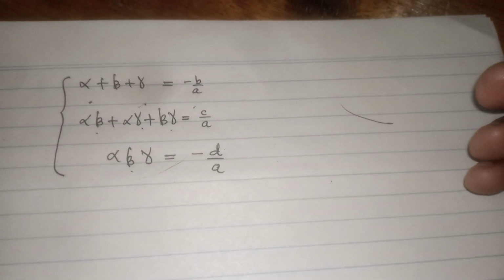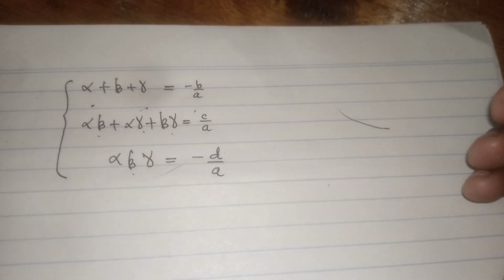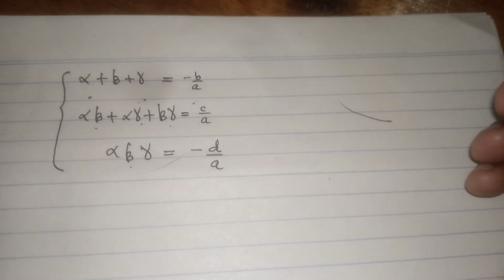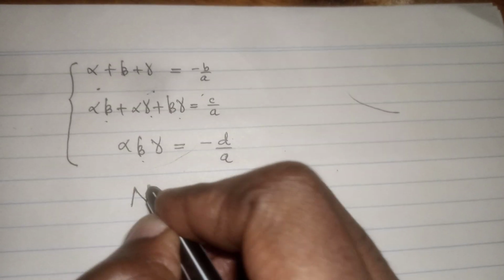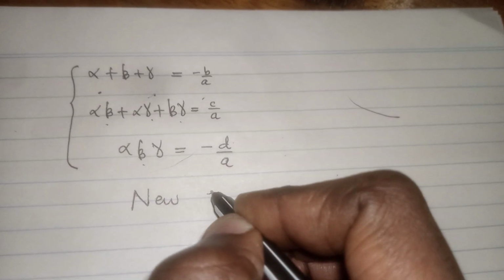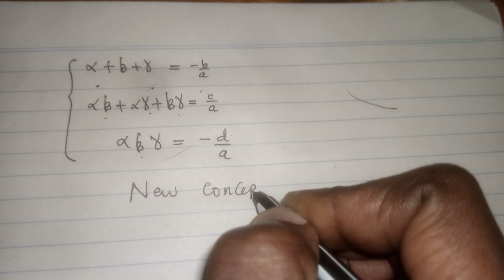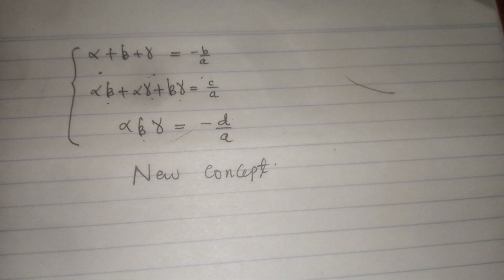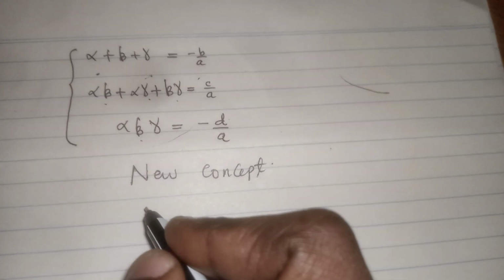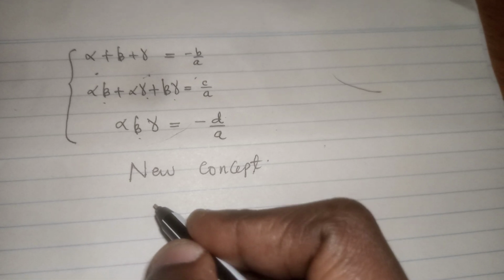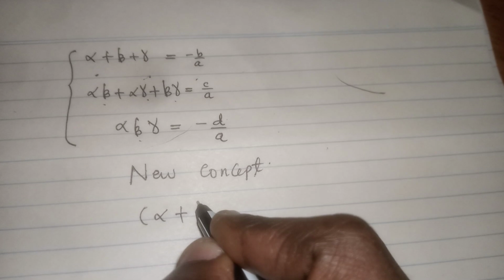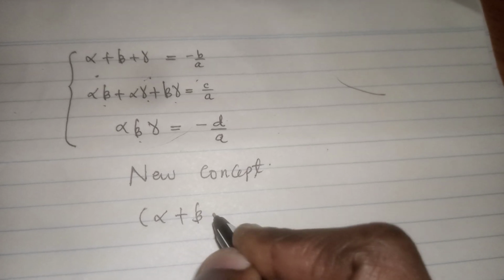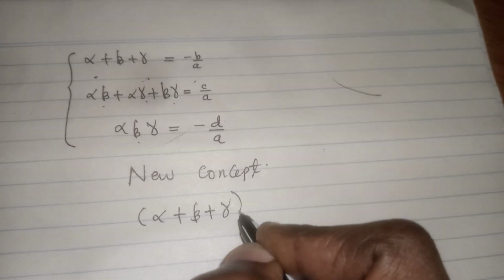Now let us introduce a new concept today. Now the new concept here: let us expand alpha plus beta plus gamma, all squared. Let us expand this.